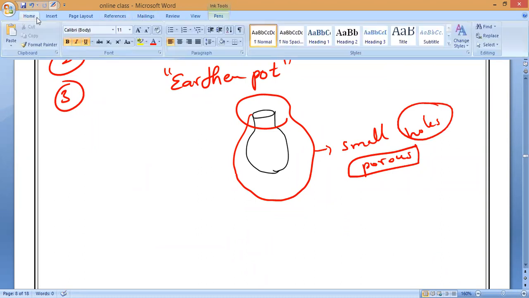Now you can see, when you fill the water inside this, at the surface, at the top, when you open and close the lid, the gases will keep on exchanging. Yes or no, guys? Yes or no? Please respond. Yes, sir.